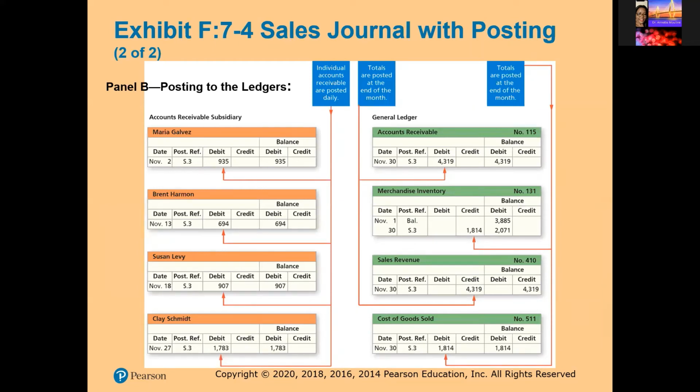Here in Panel B is posting to the ledgers. Here is the accounts receivable subsidiary ledger, and individual accounts receivable are posted daily. And here you see the general ledger. Totals are posted at the end of each month.